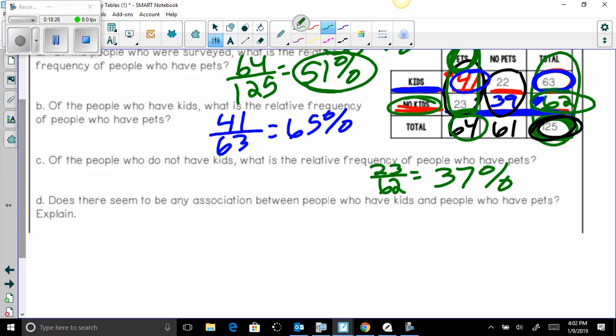Does there seem to be a relationship between the people who have kids and the people who have pets? Think about that. The people who have kids and the people who have pets. That is this column right here. I have kids and I have pets. That's 41 people. It does seem that people with kids are more likely to have pets than people without kids. So that would have an association.